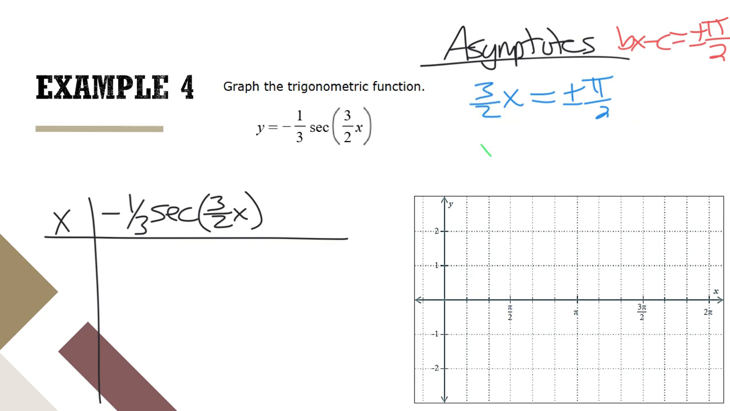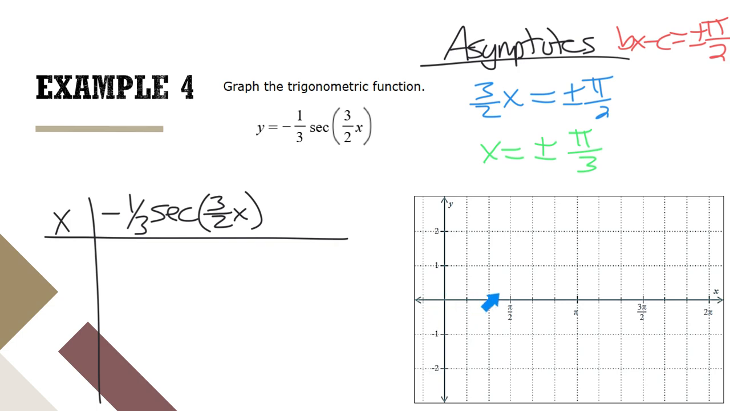So therefore we get our asymptotes. If you multiply by 2, the 2's cancel. And then you divide by 3, which will be plus or minus pi over 3 in this case. So in this case, we have pi over 3, which we'll look for on this graph. And we'll think about it.